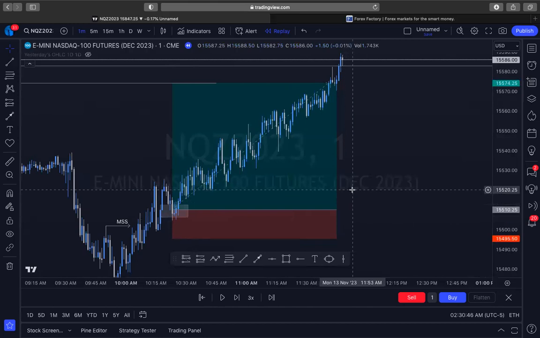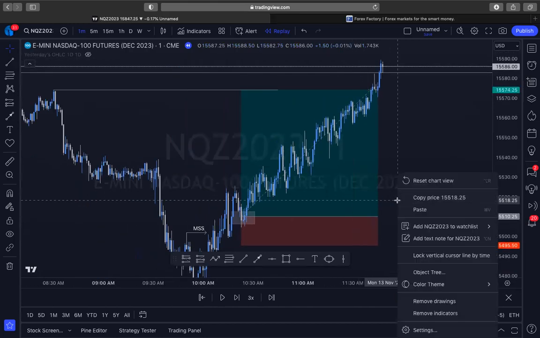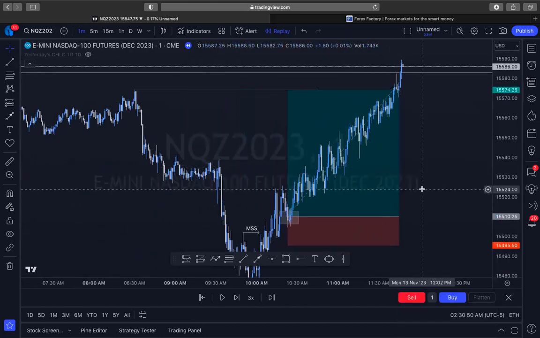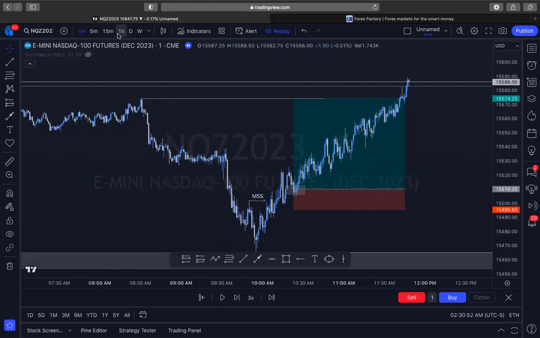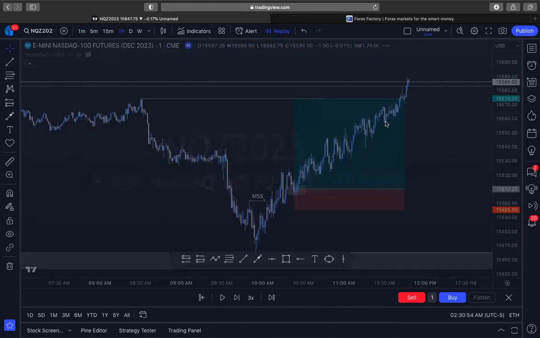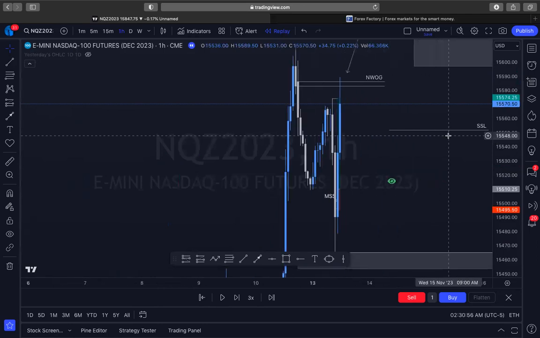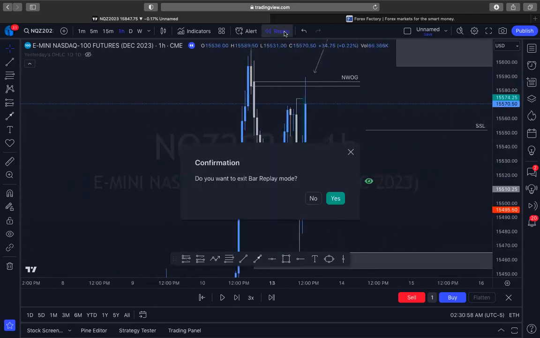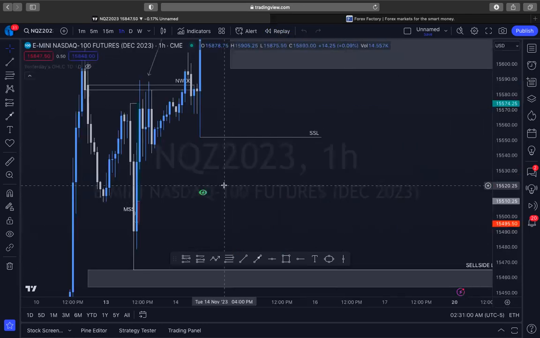That's how long this trade lasted. So let's take a look at Tuesday, because I did take a few losses. Let me go ahead and exit the replay so you guys can see.